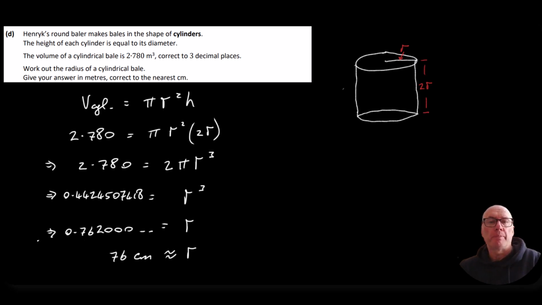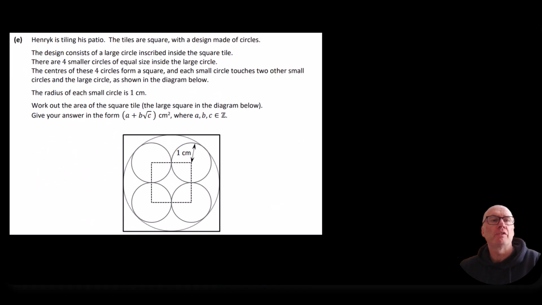Okay, let's look at part E, the last part of this question. Hendrik is tiling his patio. The tiles are square with a design made of circles. The design consists of a large circle inscribed inside a square tile. There are 4 smaller circles of equal size inside the large circle. The centers of these 4 circles form a square, and each small circle touches 2 other small circles and the large circle, as shown in the diagram below. The radius of the small circle is 1 centimeter. Work out the area of the square tile, the large square in the diagram below. Give your answer in that form there, where a, b and c are integers.